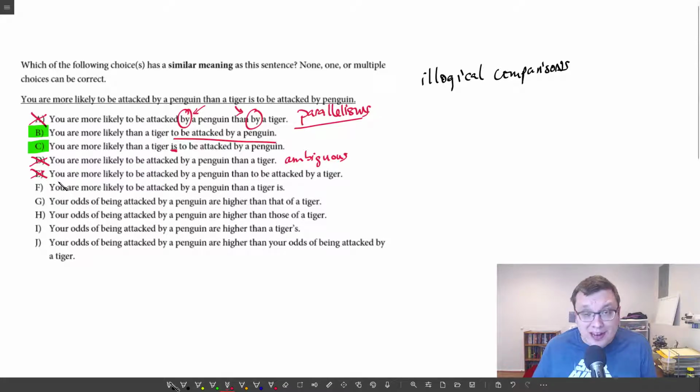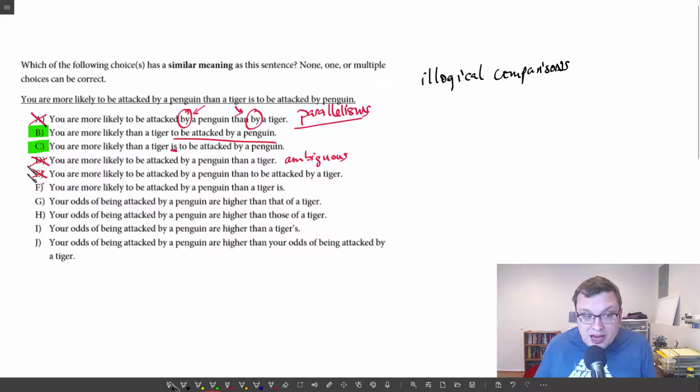But we are looking for, again, like we see in the original, who is more likely to be attacked by a penguin, you or a tiger? F, again, or E is along the lines of choice A. So it's not quite equivalent. How about F? You are more likely to be attacked by a penguin than a tiger is. So yeah, this looks good.